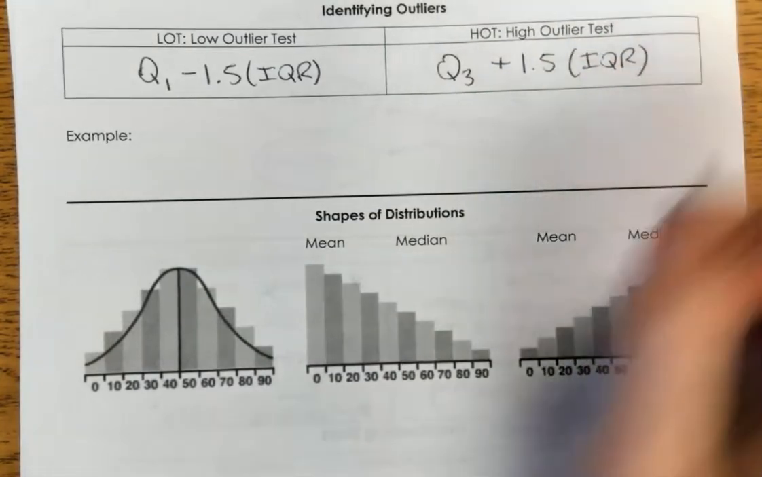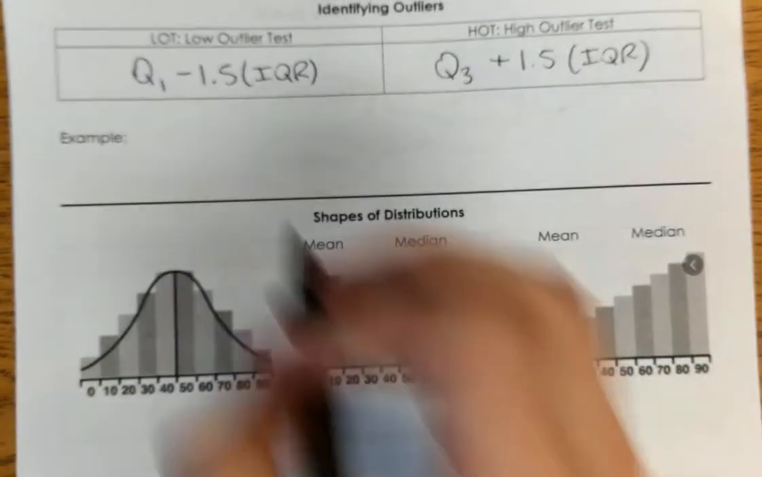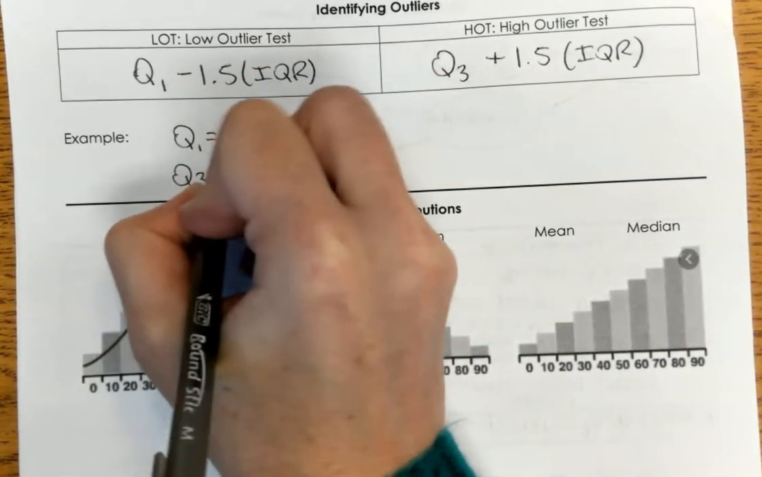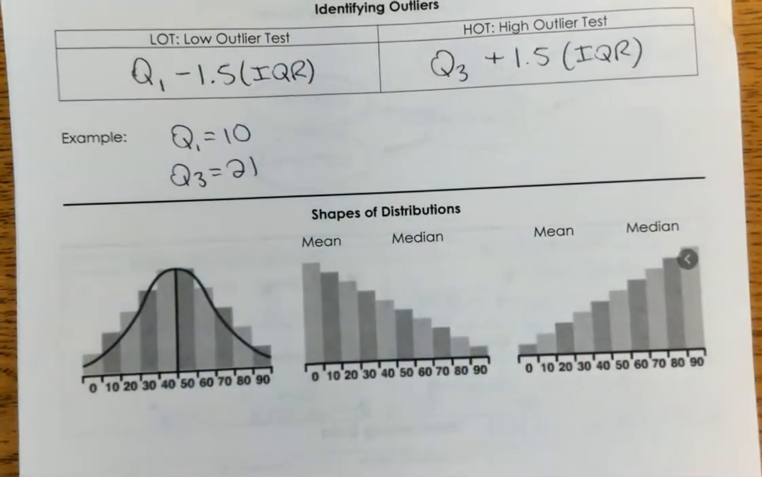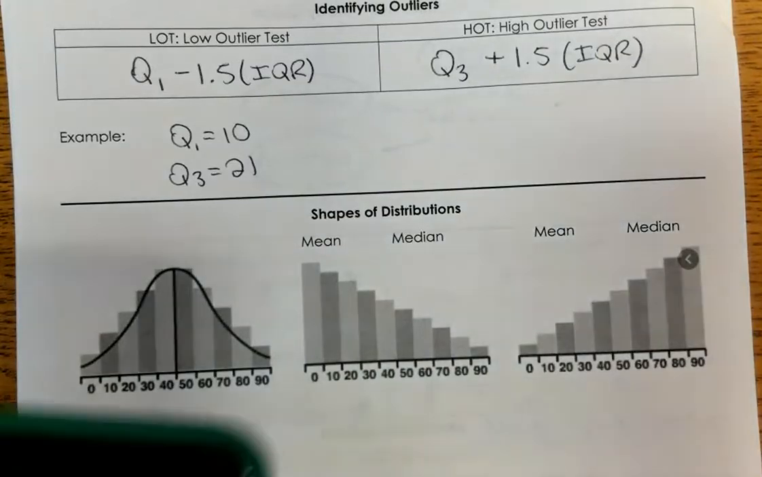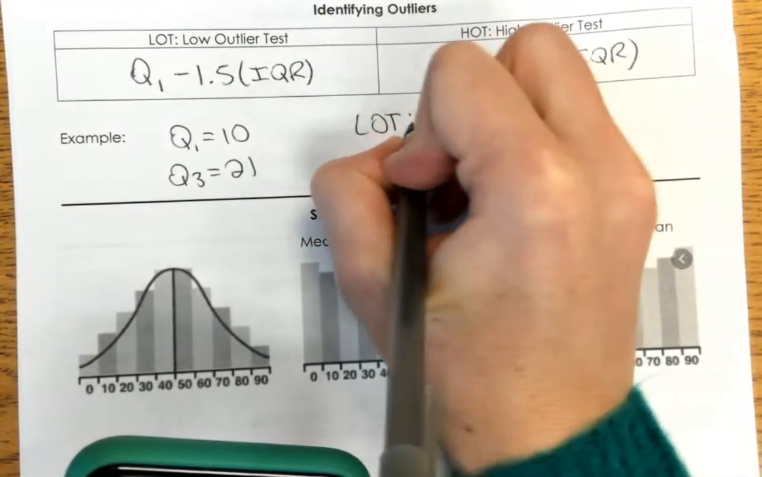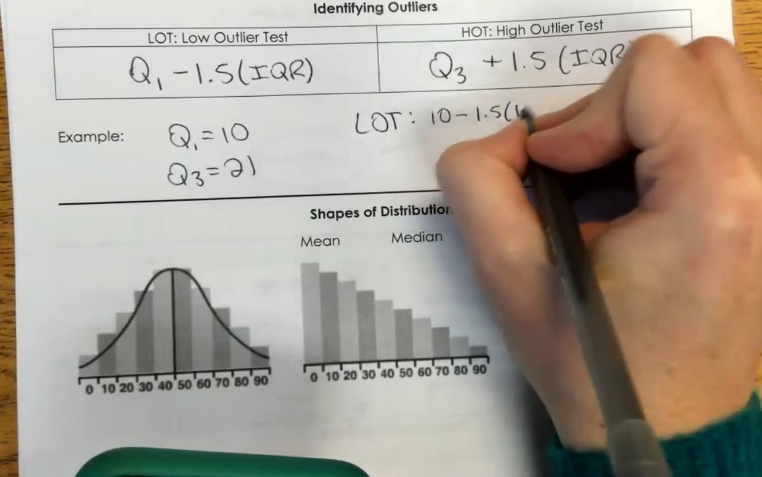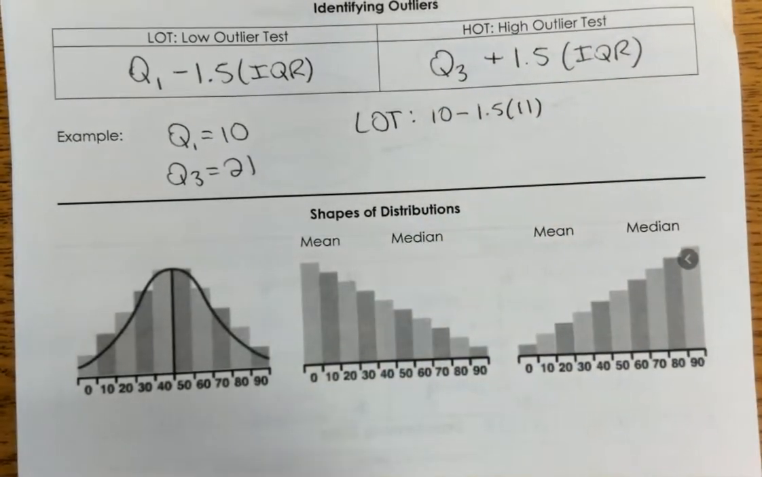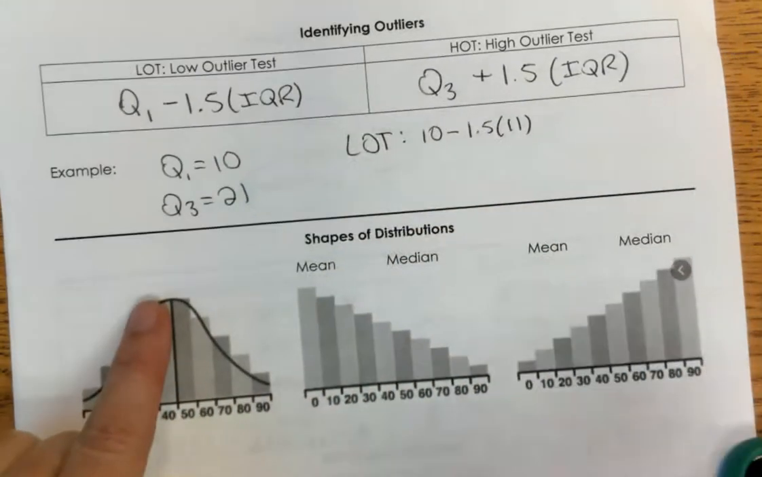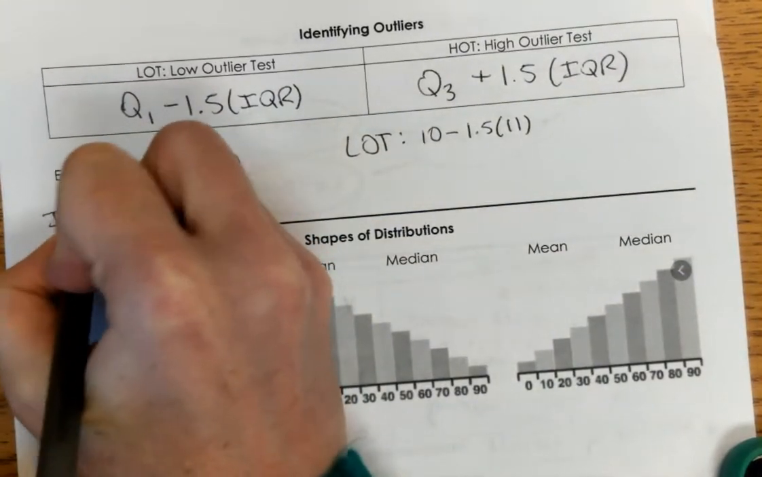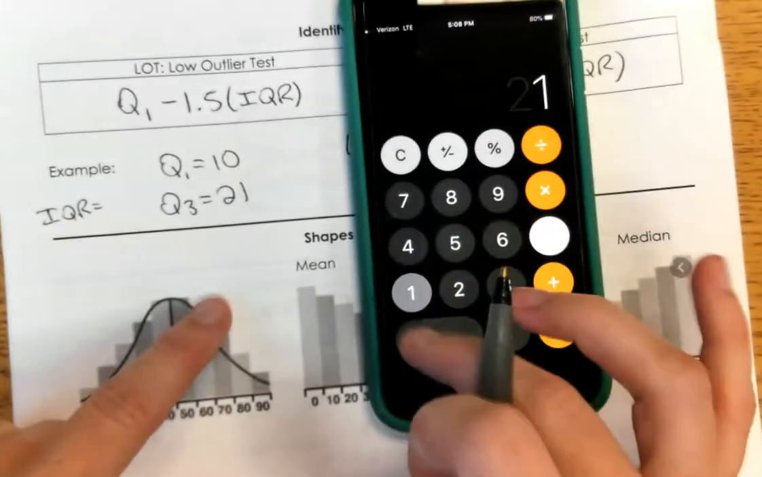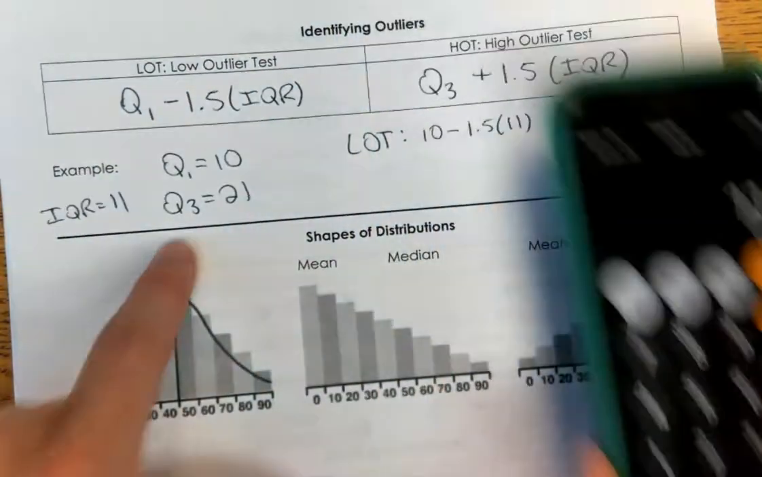All right, let's do a quick example of finding different outliers. What if my data set had a Q1 of 10 and a Q3 of 21? So I'm just going to plug that into my hot and my lot. So my low outlier test would be 10 minus 1.5 times 11. Where did I get the 11 from? Remember, your IQR is your Q3 minus Q1. So I just did 21 minus 10, and I got an IQR of 11.